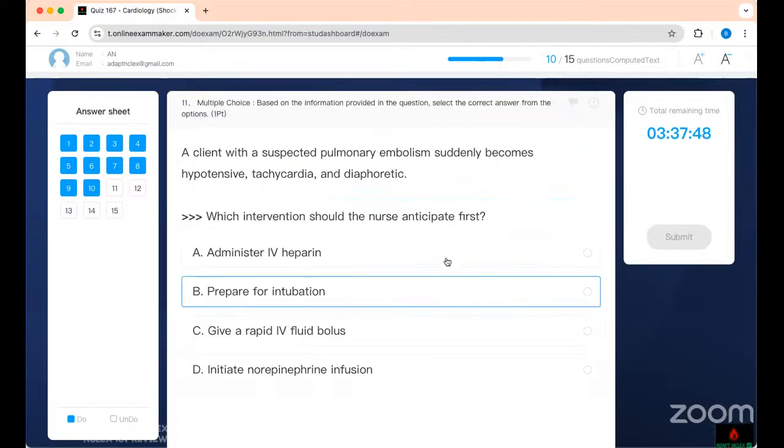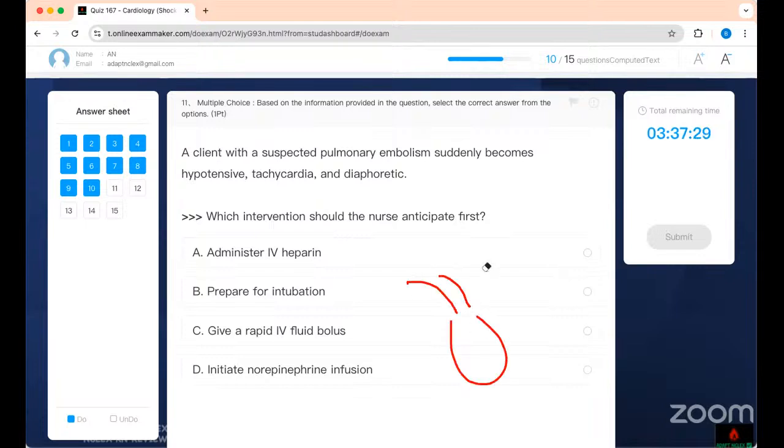Which intervention should the nurse implement first? A client with suspected pulmonary embolism suddenly becomes hypotensive, tachycardic, and diaphoretic, showing signs of shock, right? But think about it. Pulmonary embolism, what does that mean? This is your heart, and these are the vessels, and this is your lungs sitting here. Blood goes to your lung and comes into your heart. And if that happens, it becomes a problem, right?